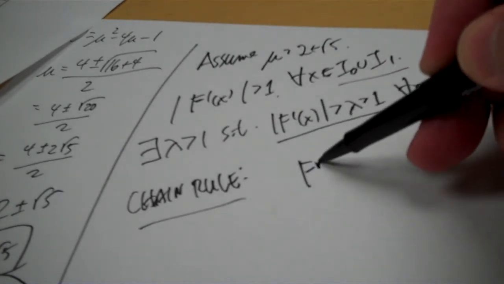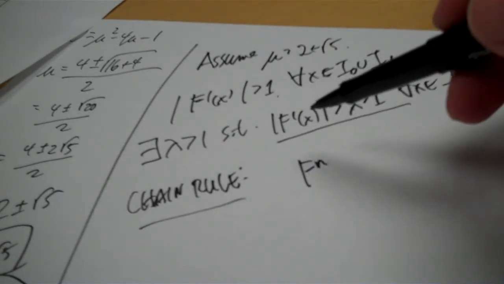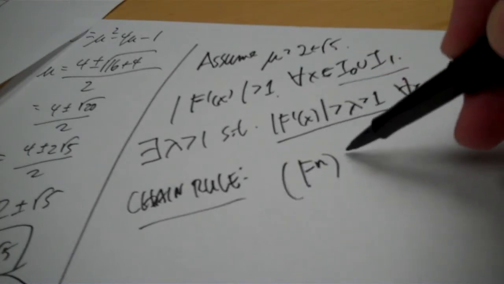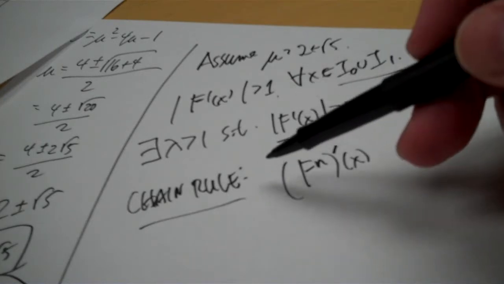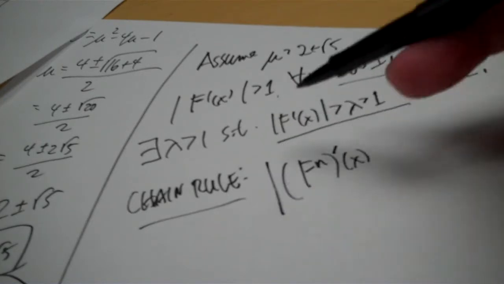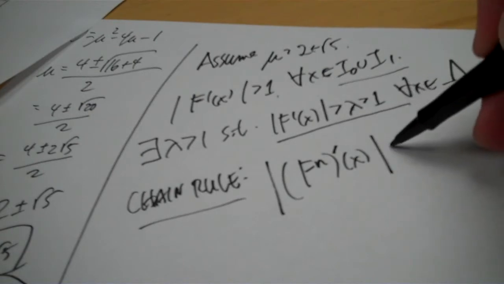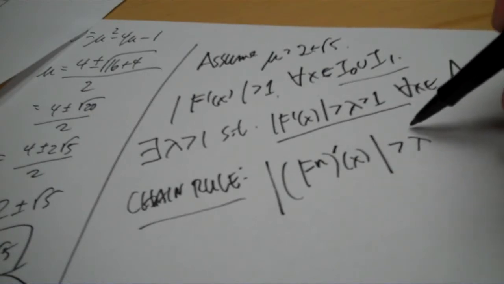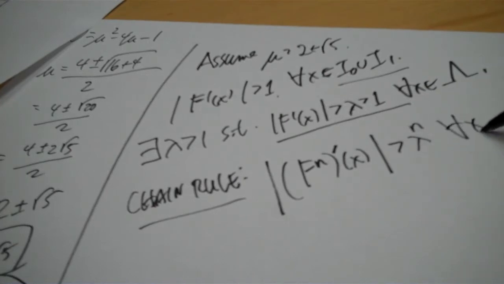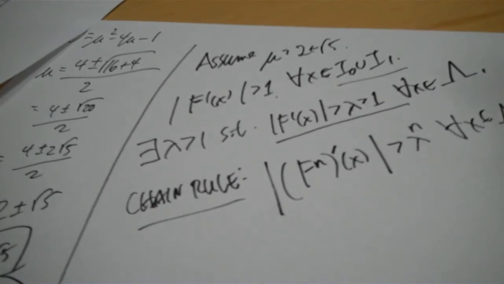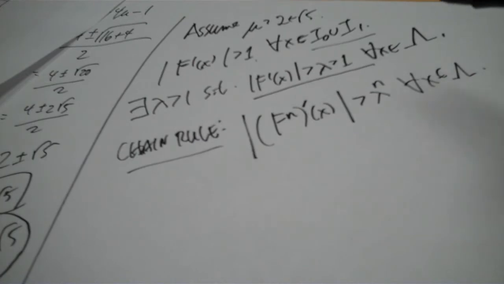So you take the nth iterate of x and take the derivative of that. The derivative of a composition is when you do the chain rule, and we talked about this before. And what happens is you can prove that that then is greater than lambda to the n, where that's the same n, for all x again in lambda. And that goes like this.